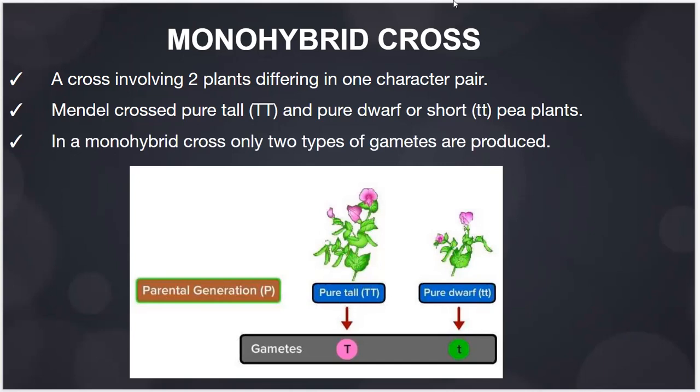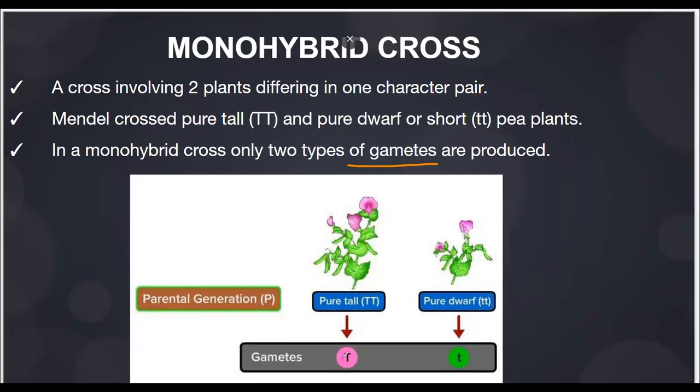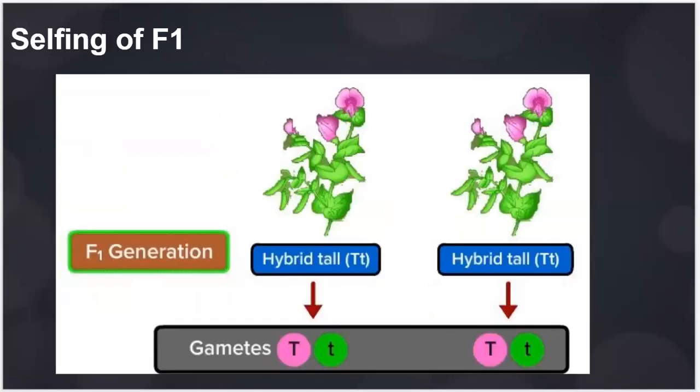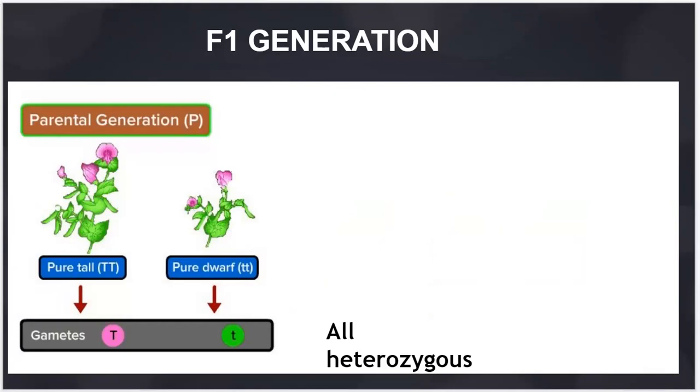They will have two types of gametes which will be produced. So this one will produce a capital T and this one will produce the small t. Okay. Yes, these are the gametes. Now this will further be crossed. Okay. So this is how the F1 generation will look like.